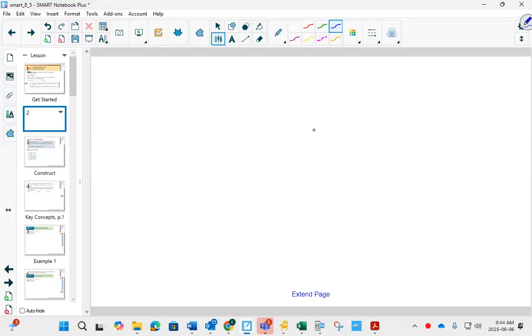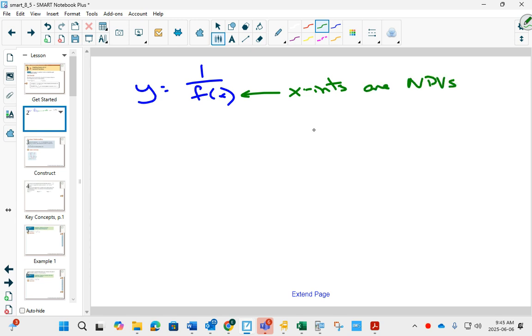We're going to do a little review of reciprocal functions. If you have 1 over f of x, wherever your original graph's x-intercepts are, they are non-permissible values in 1 over, because if you do 1 over that, then you get 1 over 0, and that's not allowed. Okay? Today, we're thinking about all the situations where f of x is a parabola.